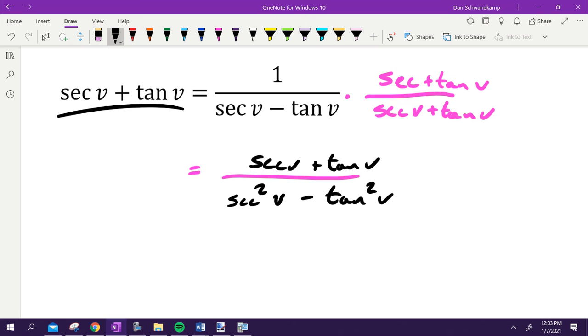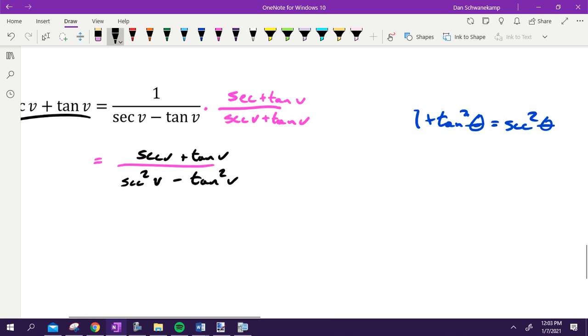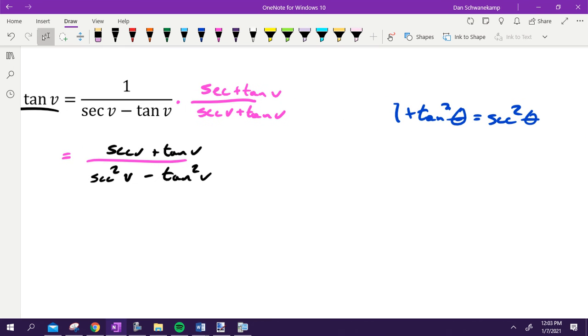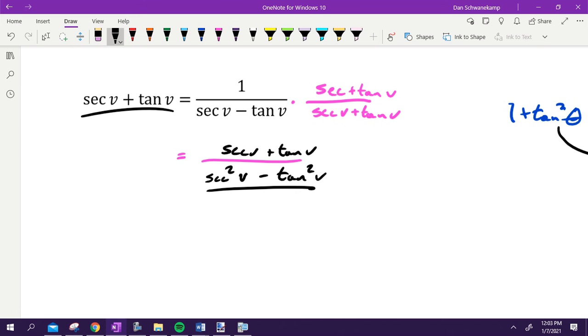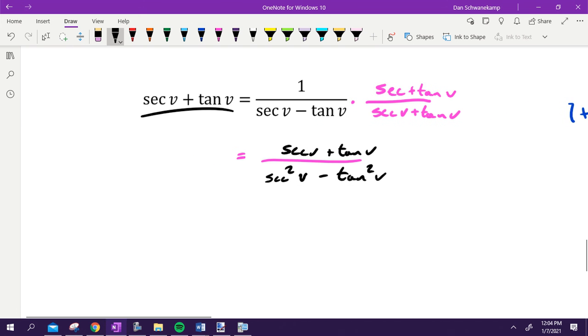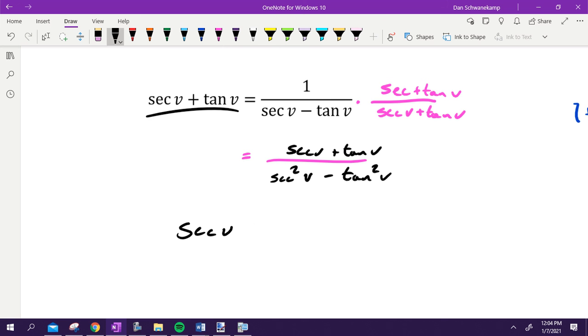On top, all I have left is secant squared plus tangent squared, and that looks like a pretty good top to have. Now, I wish I could do something with this secant squared minus tangent squared. Like, move this over. What could I make secant squared minus tangent squared become? 1. And so if this is 1, then I am left with secant plus tangent equals secant plus tangent. Tombstone.